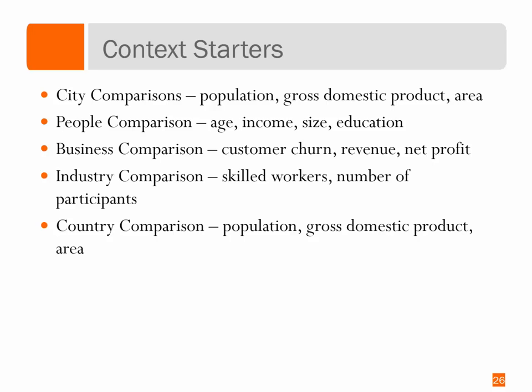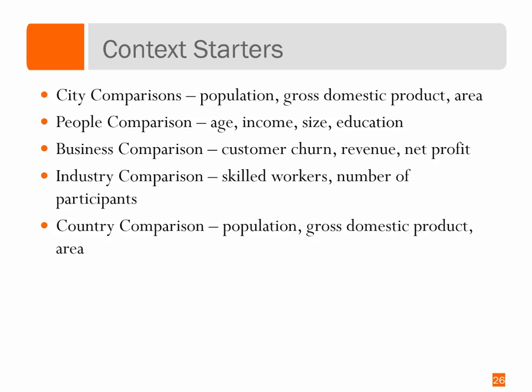So some equivalent context starters. We might have city comparisons. So if I'm doing comparisons in a city, I might take some measures like population, gross domestic product, or area. So I might want to look at population within a square kilometer as an example, or the gross domestic product within a square kilometer. People comparisons. We can look at age, income, their size, physical size, education, and we might be able to draw different ratios based on some of those factors.